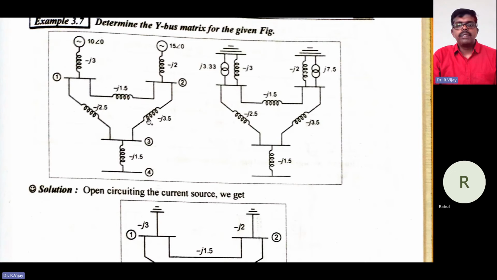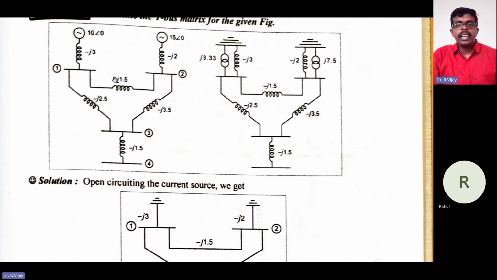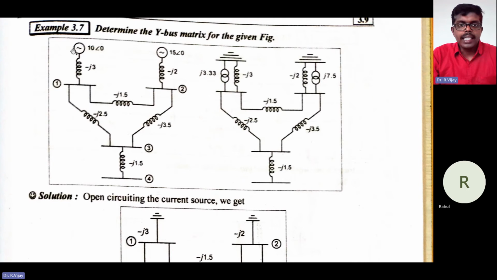So what is the first step? We need to mark the nodes 1, 2, and 3. You need to remember this: whatever generation values are given as impedance, you need to convert into admittance, that is 1 divided by that value. Sometimes the problem itself gives it, and sometimes it is not given, so you can take that and convert it into an admittance value, 1 divided by that value.